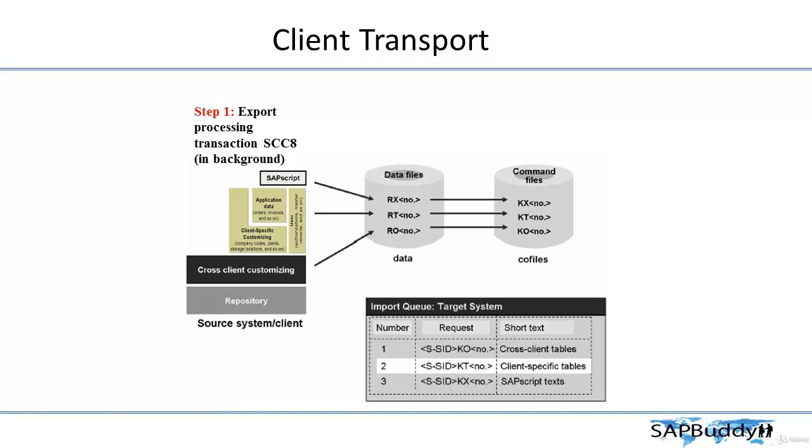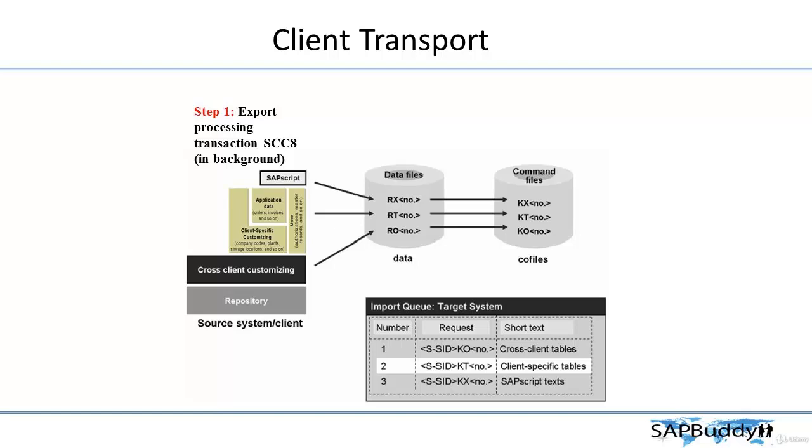The next one we are going to see is client transport. Client transport is a little bit different from the client copy. It does not use RFCs like a client copy. However, the transport is used to copy from one SAP system or SAP client to a different SAP system or a remote SAP client, we can say. So for the client transport, you do not need any RFC connections. You can copy from one SAP system to another SAP system without RFC destinations.